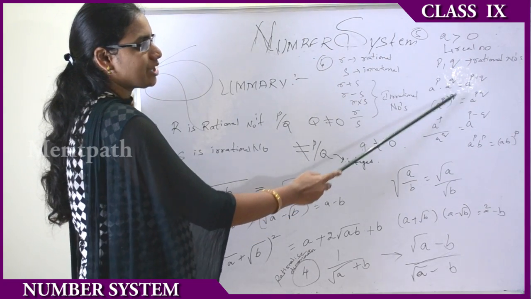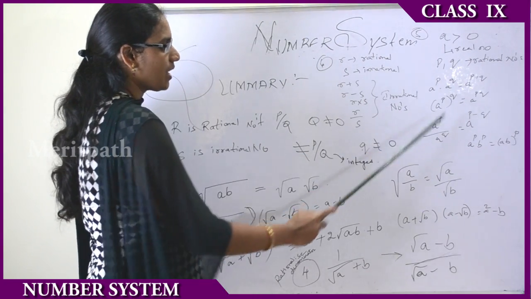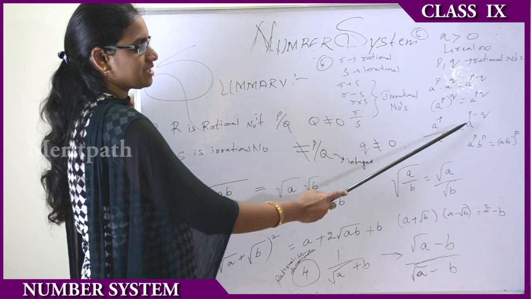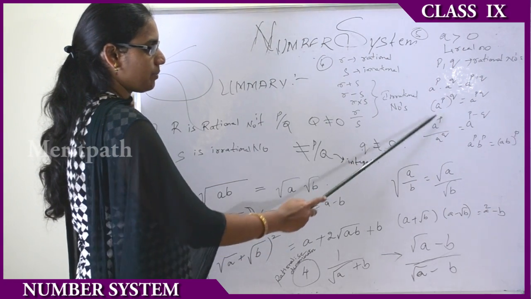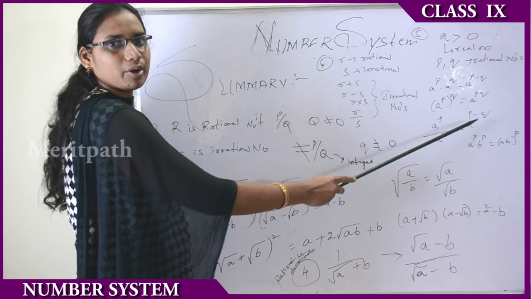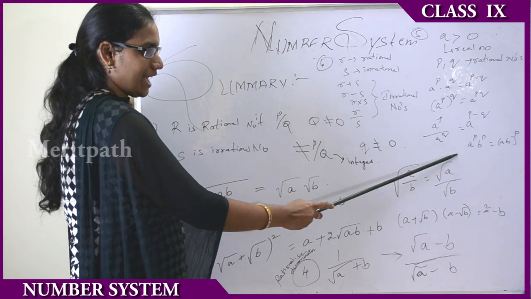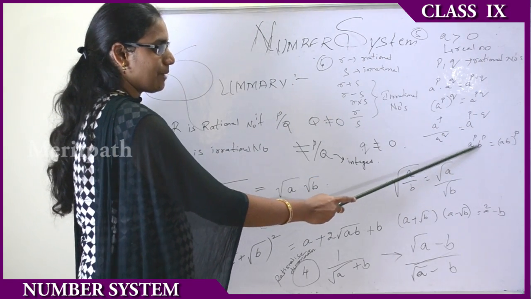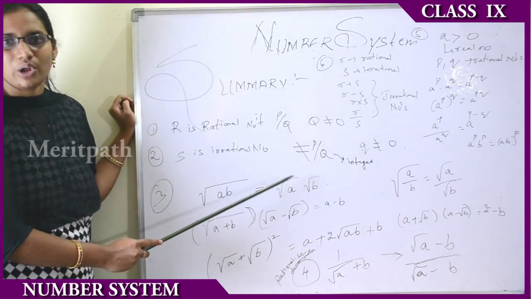That is a power p into a power q equals a power p plus q, and a power p whole power q equals a power pq, and a power p by a power q equals a power p minus q, and a power p into b power p equals ab whole power p.